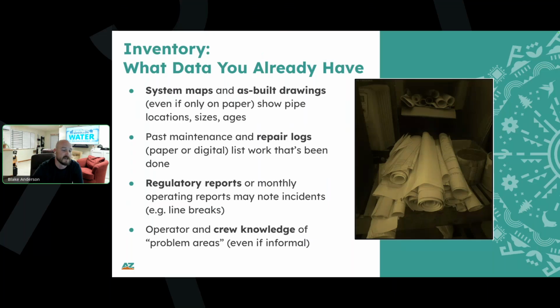And so the good news is that most utilities don't have to start from zero. They already have a lot of information and data on hand. You may have a pile of maps sitting somewhere that somebody's been collecting as-built or logging repairs. Those things can tell you what's in the ground: hopefully pipe diameters, materials, when they were installed, if it's known, which is really huge. You may have maintenance logs or repair work orders that have been kept, which list things that have been fixed over the years.